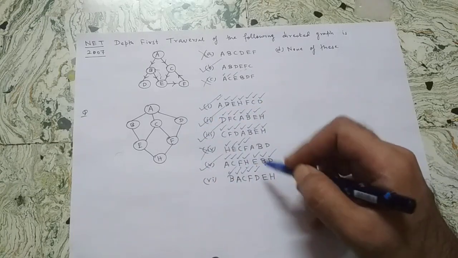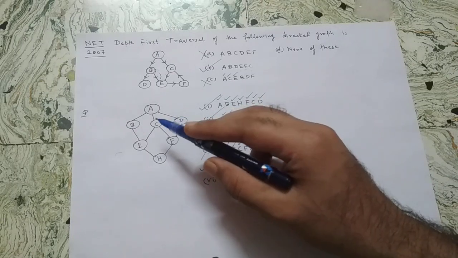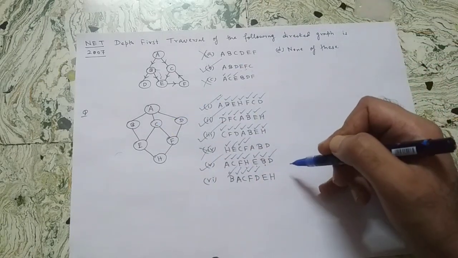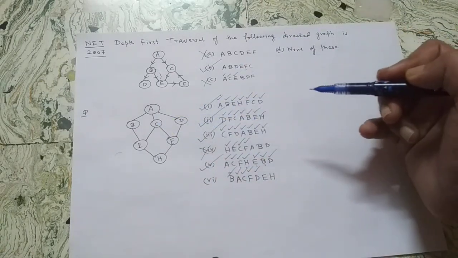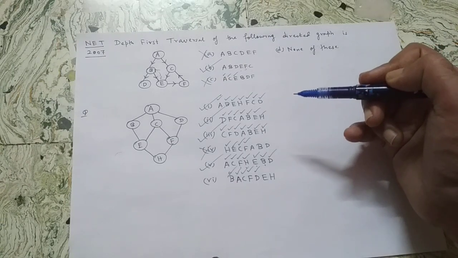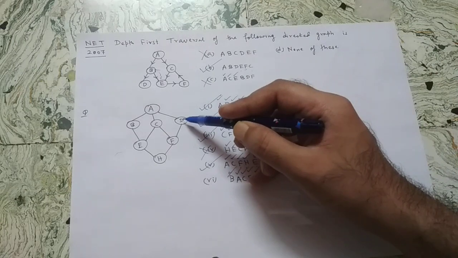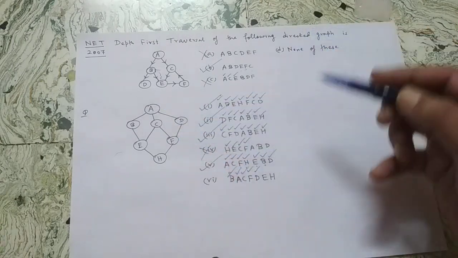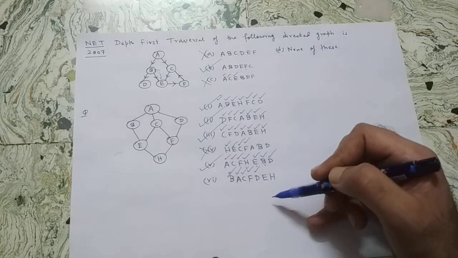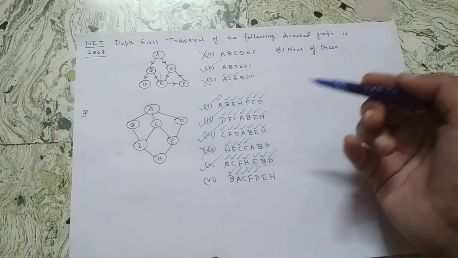From D they're going to E, but no, that cannot be done. See, what are the adjacent vertices of D? The adjacent vertices of D are A and F. Now both A and F have already been visited, so I can backtrack. Now let's see, there's still a possibility.